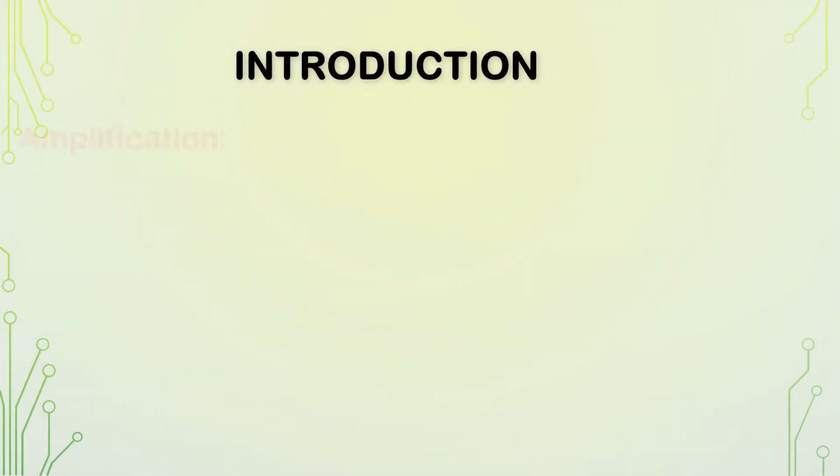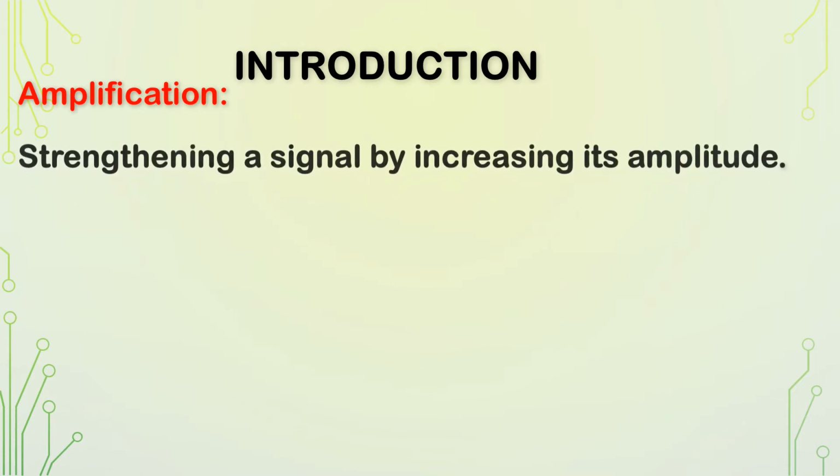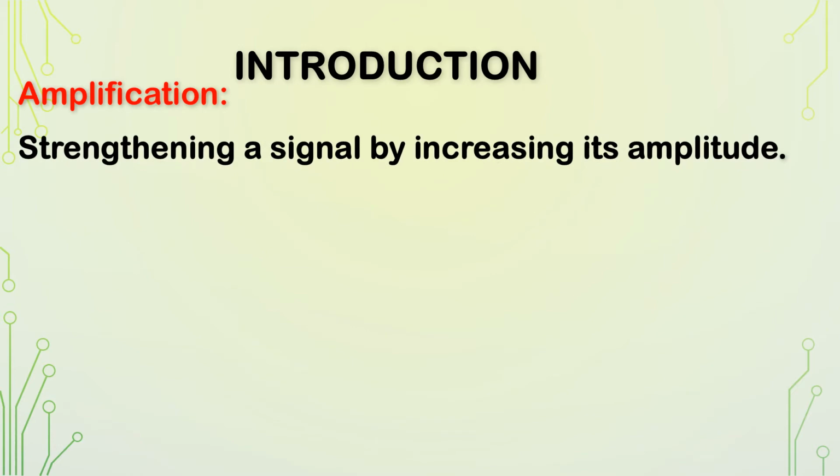Okay, so what is actually amplification? Amplification is the process of strengthening a signal by increasing its amplitude. Amplitude, frequency, wavelength, etc. are the important parameters or properties of a signal. So, amplification means simply strengthening a signal by increasing its amplitude.